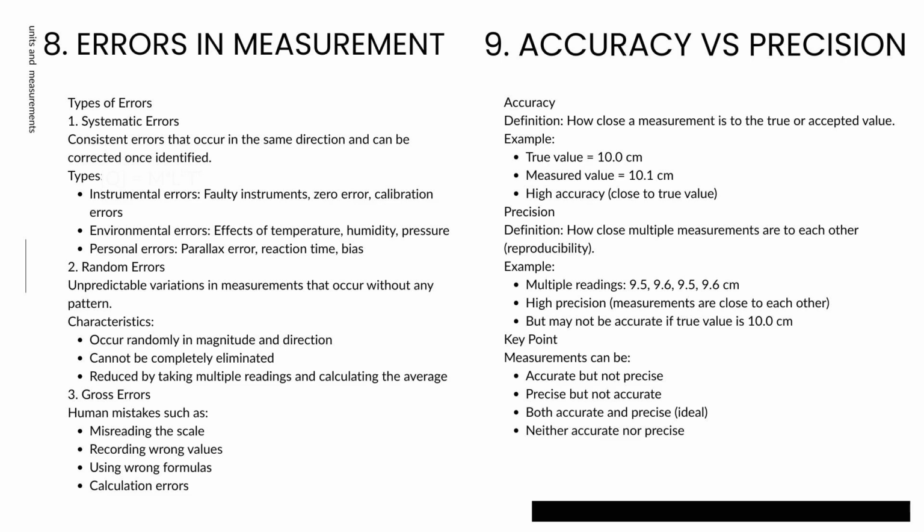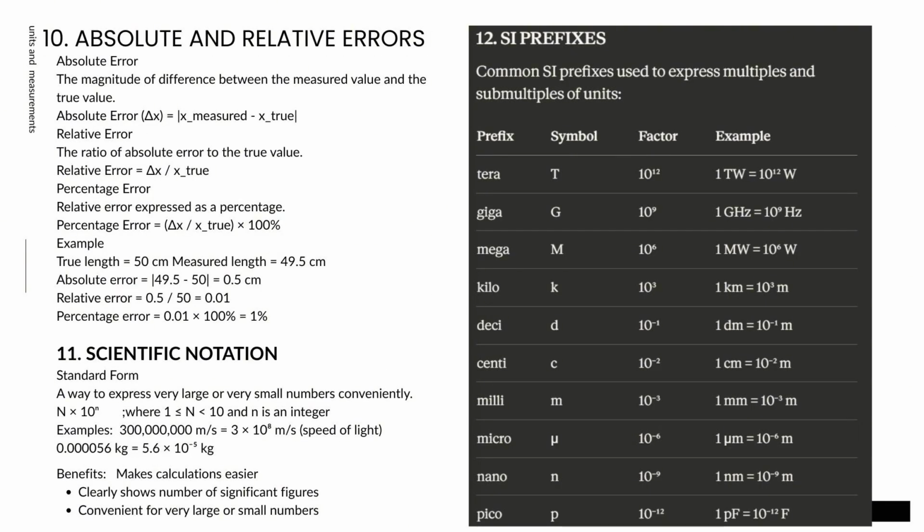Key points: a measurement can be accurate but not precise, can be precise but not accurate, can be both accurate and precise, which is the ideal, and can also be neither accurate nor precise. That one is the worst. We have absolute and relative error.